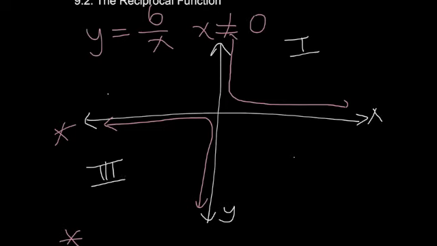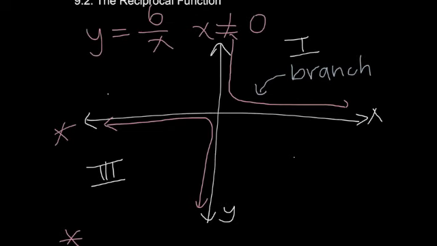So you can notice that the y-axis is a vertical asymptote and the x-axis is a horizontal asymptote, meaning these lines, the red lines, will never touch the axes. And each of these red lines is called a branch. Now, in an inverse variation or a reciprocal function graph, you'll always have two branches reflecting each other.